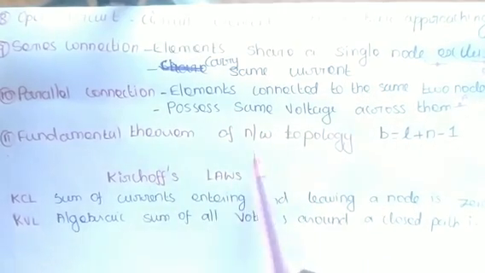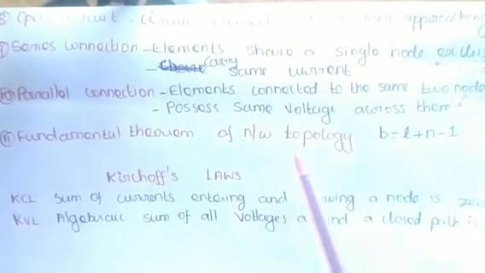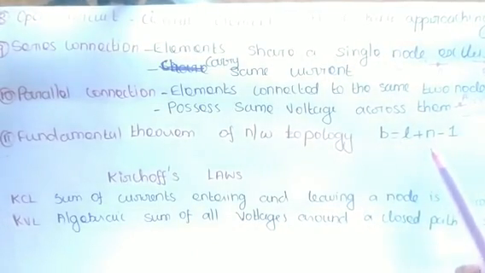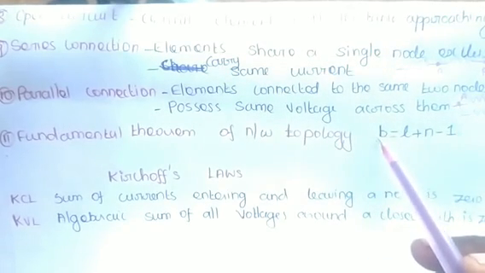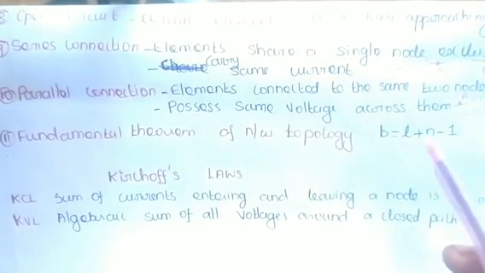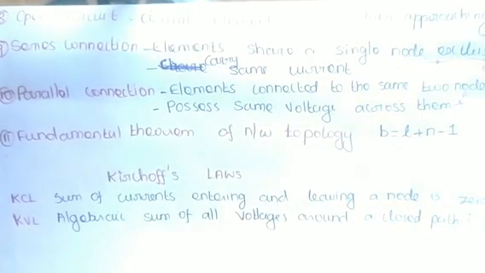This is the important theorem of network topology. If there are L number of loops and N number of nodes in a network, then the total number of branches in that network, B, will be equal to L plus N minus 1.